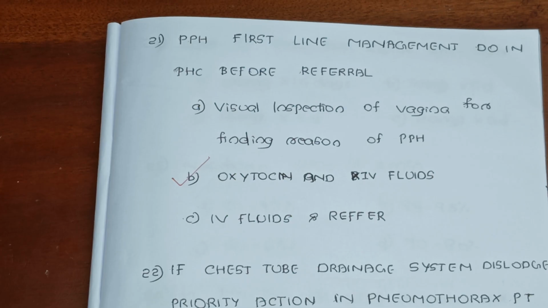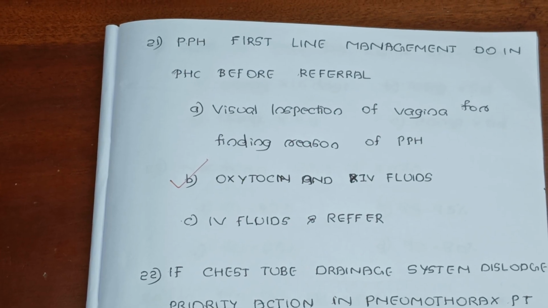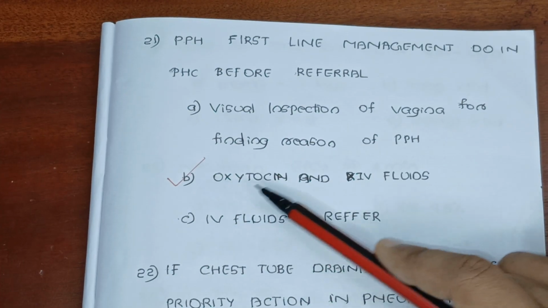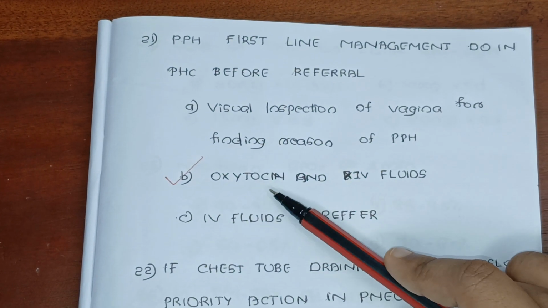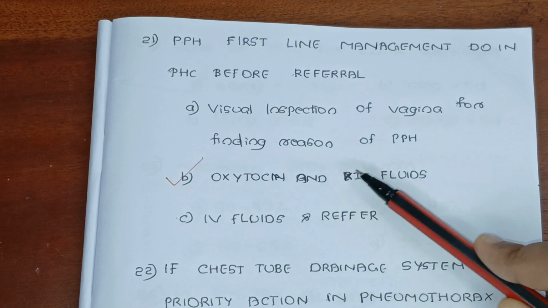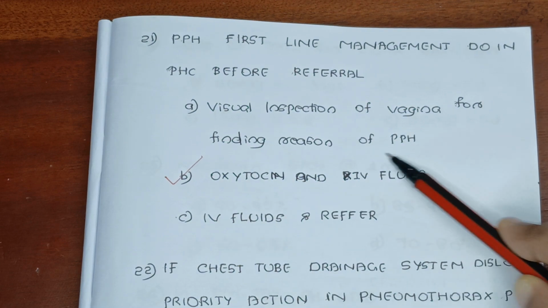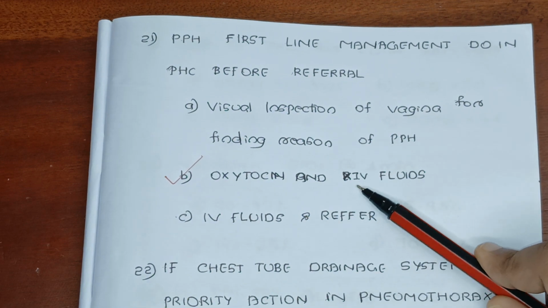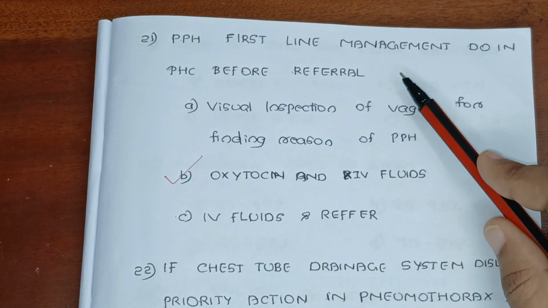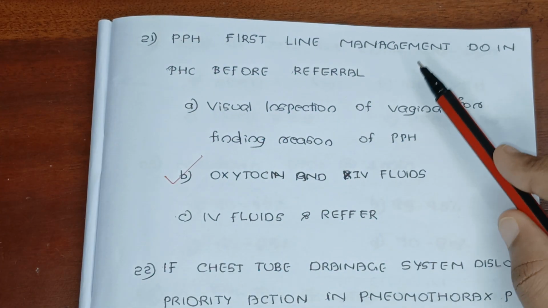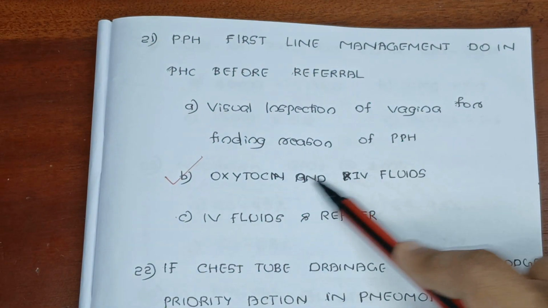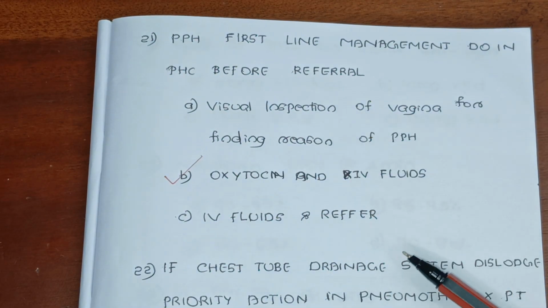In PPH, first line management to do in PHC before referral. Correct option is answer B. We should give oxytocin and IV fluids. Oxytocin to decrease PPH and IV fluids we have to give to prevent shock. In the first option, visual inspection of vagina for finding the reason for PPH. Already we have diagnosed it is PPH. So next line treatment is we have to give immediate management to prevent shock and to decrease the PPH.